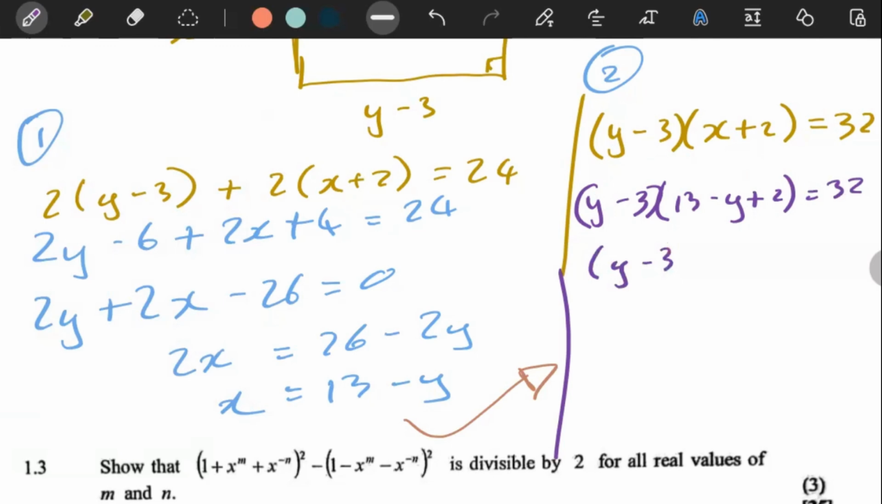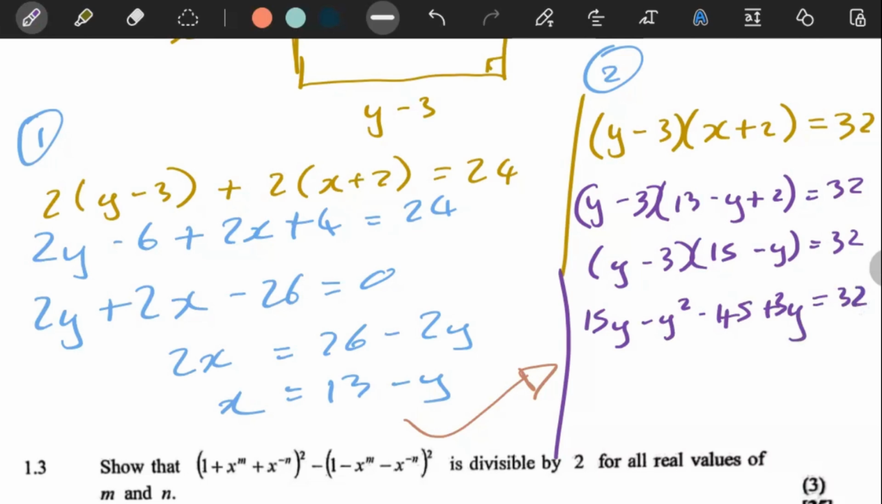So in these two brackets, we will have 13 plus 2, that's 15. And then here, y times y, that's like 15y, negative y squared, negative 45. And then we're going to have the positive 3y, equal to 32.